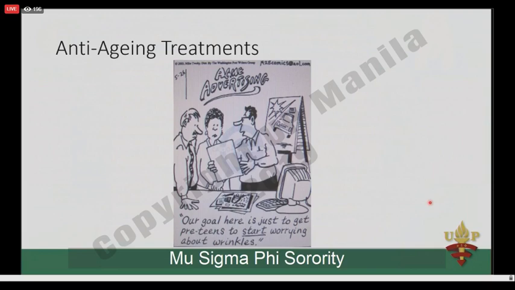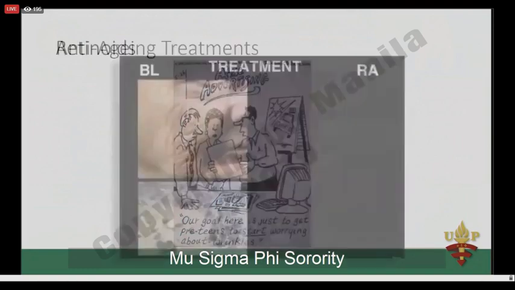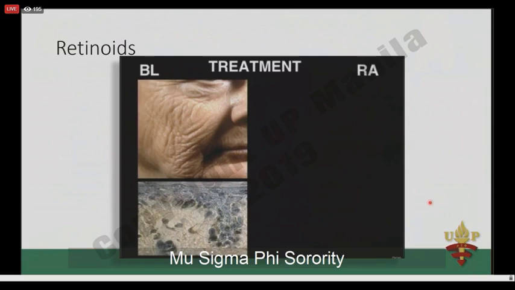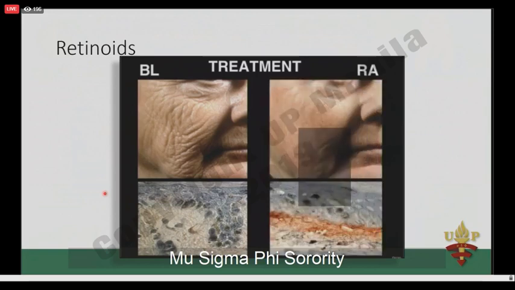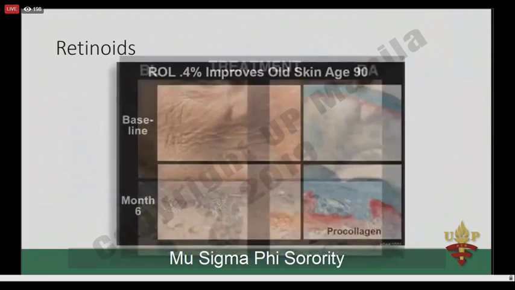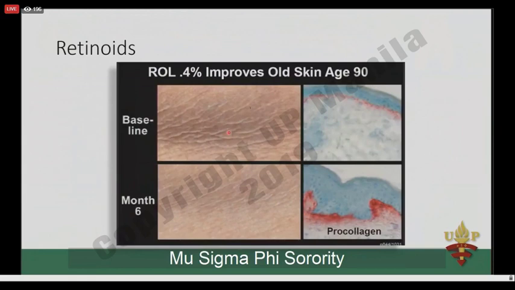So among the creams that really work in cosmetics, retinoids are still the gold standard. As shown here, this is a before picture, and this is an after picture of a patient that was placed on retinoids. What are retinoids? Retinoids are your vitamin A derivatives. They can be your retinol, which is found in cosmetics, or your tretinoin, which is considered a drug. So here you can see the wrinkles before and after, and the nice deposition of your procollagen after 6 months.